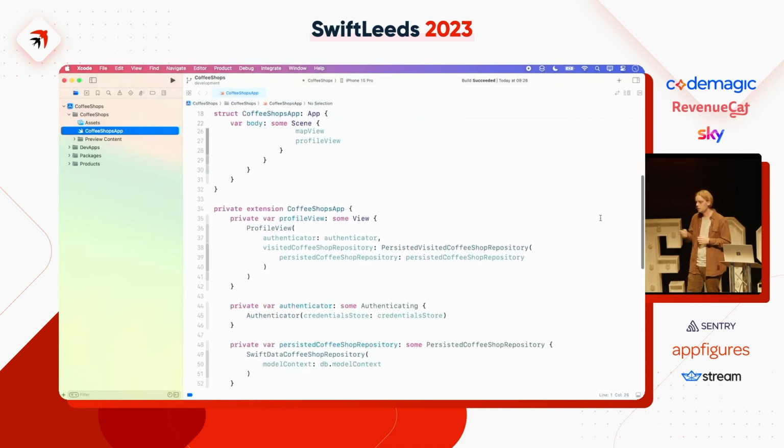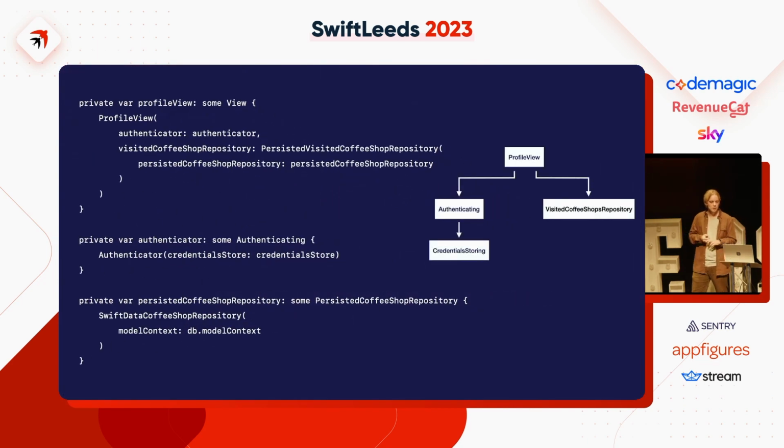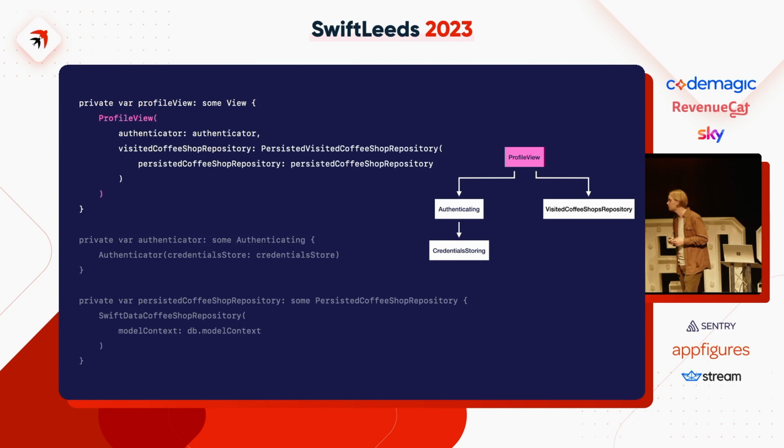So let's scroll down and meet 3 more composers. We'll see the profile view composer, the authenticator composer, and the visited coffee shops repository composer, and we'll go through them now. So first we have the profile view composer that creates and returns an instance of profile view. Note, this is just a getter-only property that creates and returns this profile view.